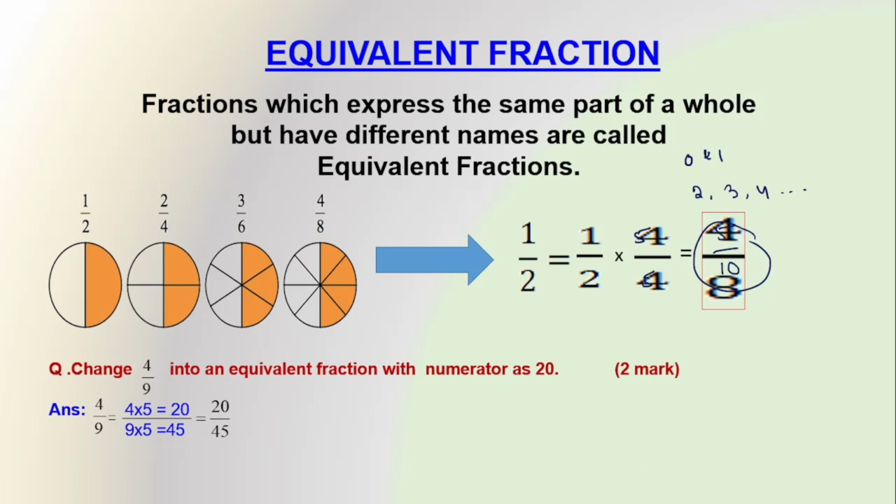Now solve the question. Change 4 by 9 into an equivalent fraction with numerator equal to 20. Numerator equal to 20 means 4 by 9 equals 20 over something, so we find the denominator. Tell me, 4 becomes 20 how? Multiply by 5. Similarly 9 times 5 is 45. So the answer is 20 by 45. Okay.